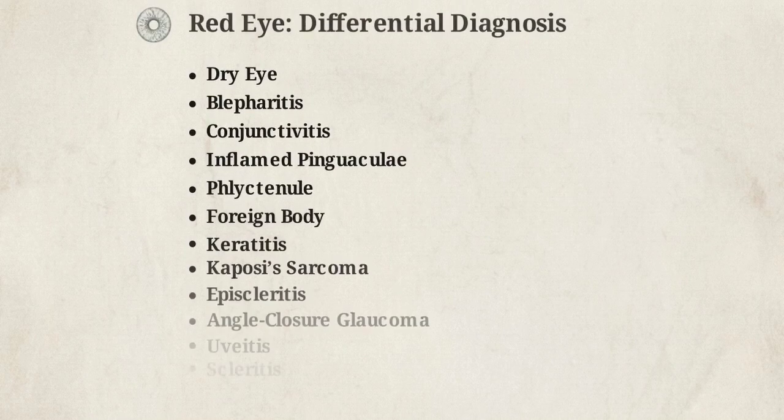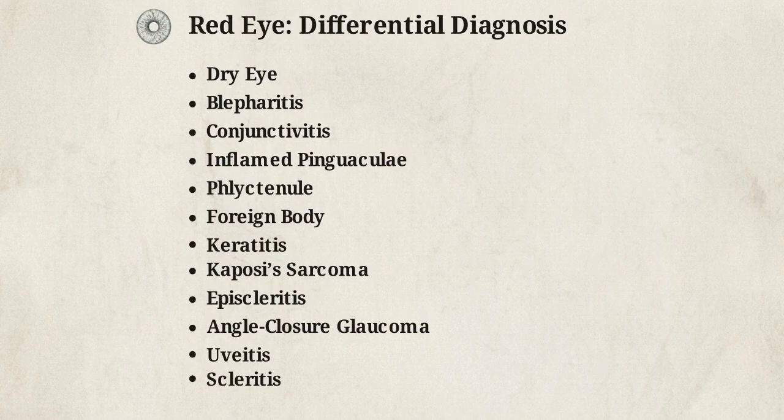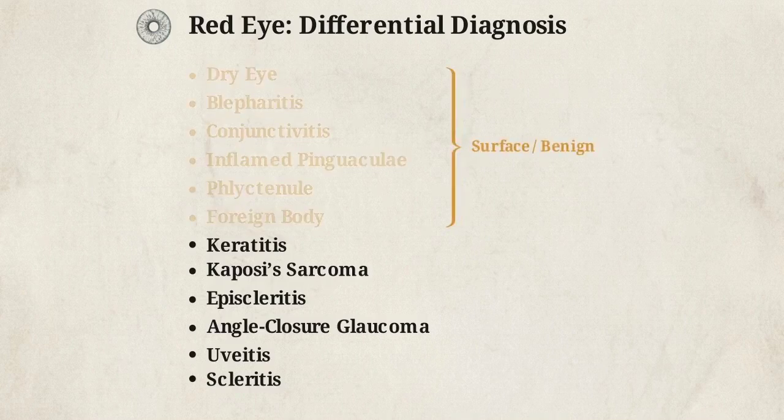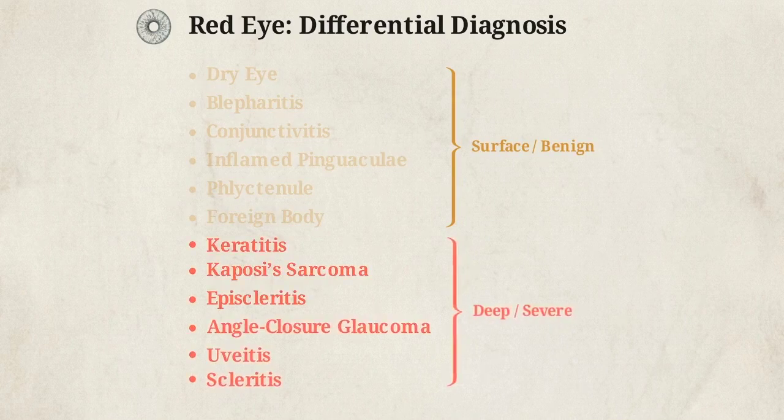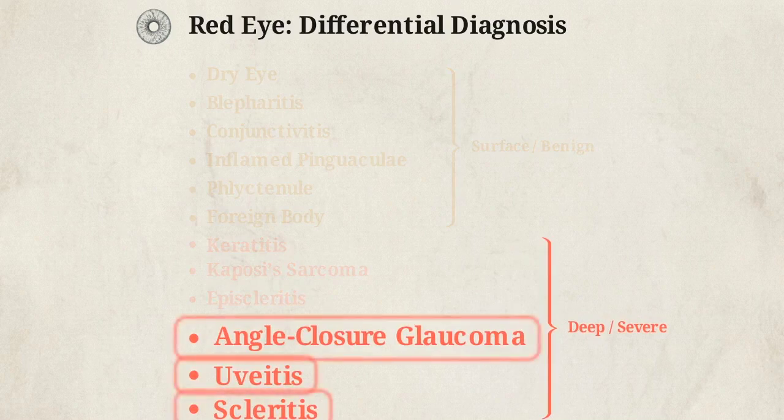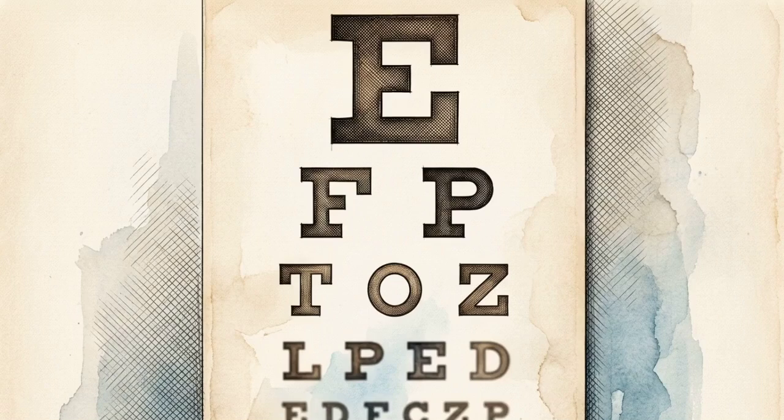Our initial differential diagnosis contains a dozen possibilities, from simple conjunctivitis to acute angle closure glaucoma. Surface-level issues like dry eye rarely threaten vision. But deeper conditions like uveitis and true scleritis can cause permanent structural damage if missed. To prune this list, we start with the absolute baseline, measuring visual acuity.